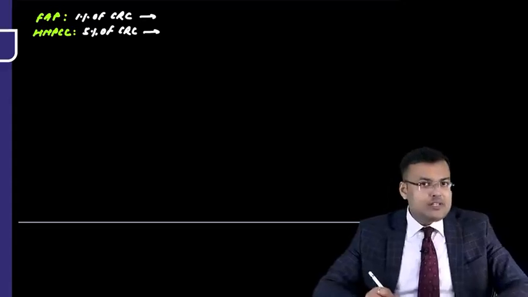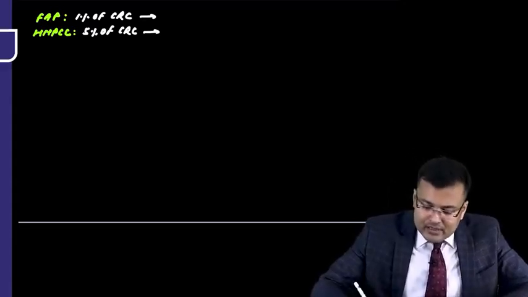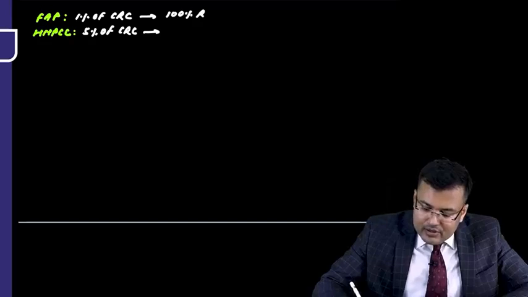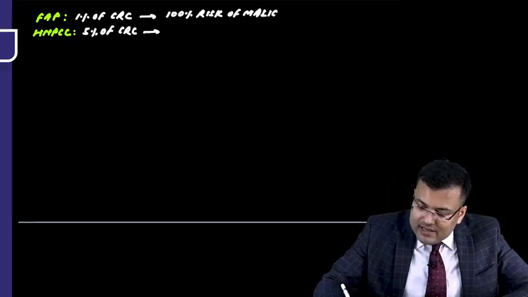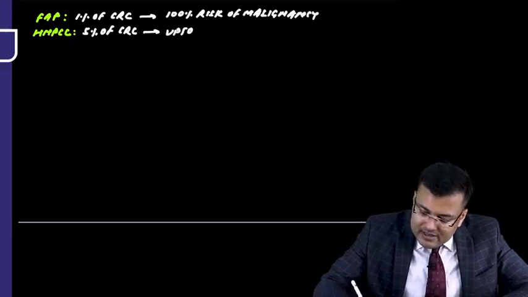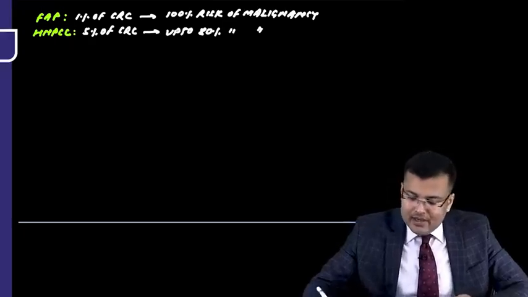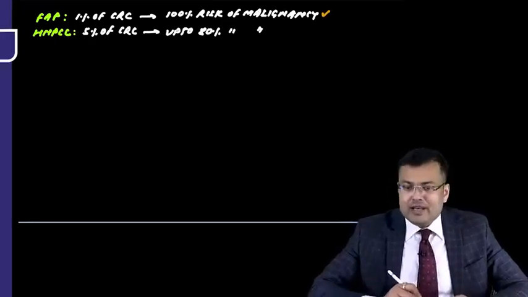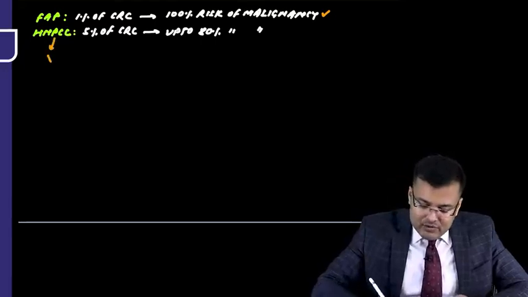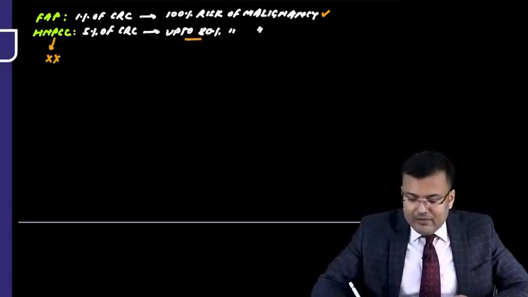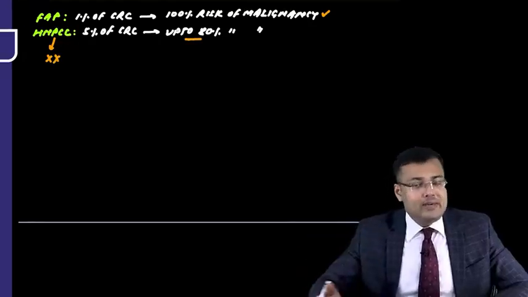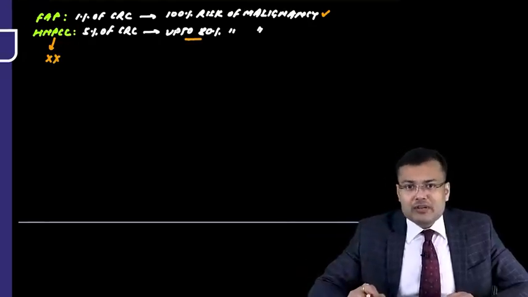Clear? How much is the risk of malignancy in FAP? There is 100% risk of malignancy. And how much risk of malignancy is there in HNPCC? Up to 80%. Clear? That's why prophylactic treatment is done in FAP. In FAP, we go for prophylactic treatment, but in HNPCC, we don't. Why? Because the risk of malignancy is up to 80%, meaning all patients are not going to develop malignancy.